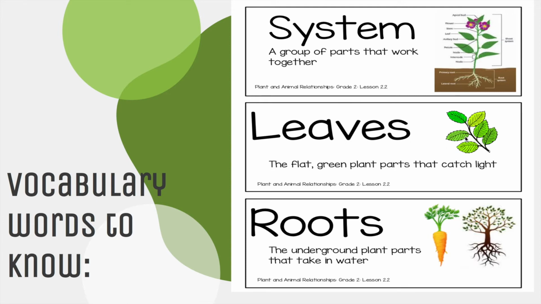Leaves are the flat green plant parts that catch light. Roots are the underground plant parts that take in water. It soaks up all the water.